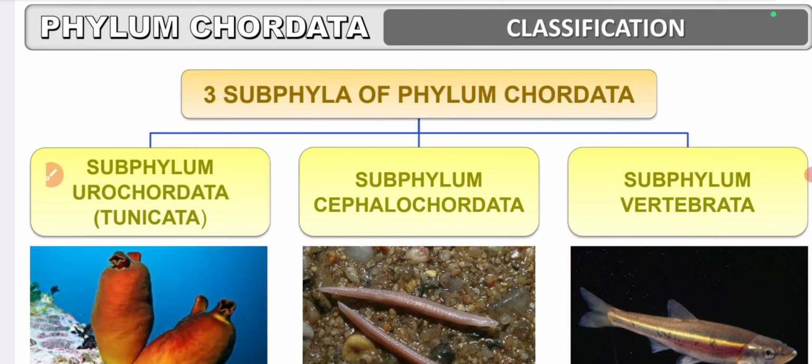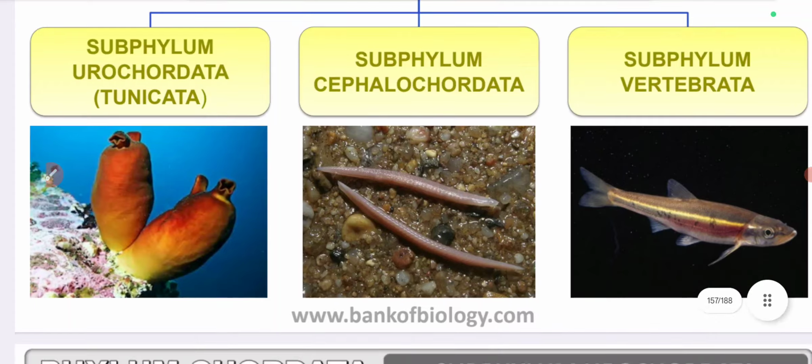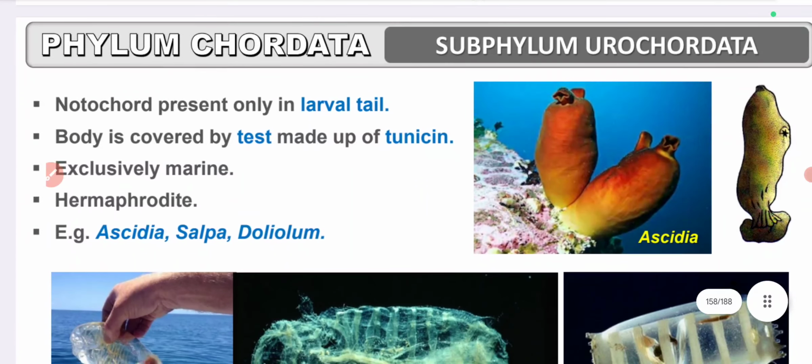Next, Chordata is divided into three subphyla: Urochordata, Cephalochordata and Vertebrata. Coming to the first one, Urochordata, the notochord is present only in the larval tail. The body is covered by a tunic made up of tunicin, and they are exclusively marine and hermaphrodite.